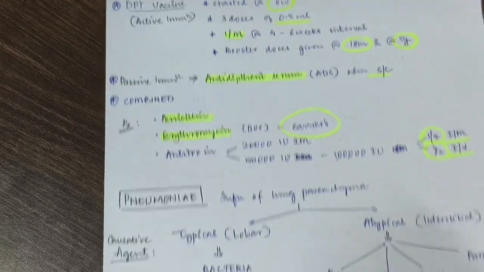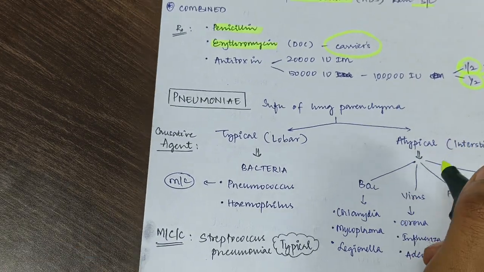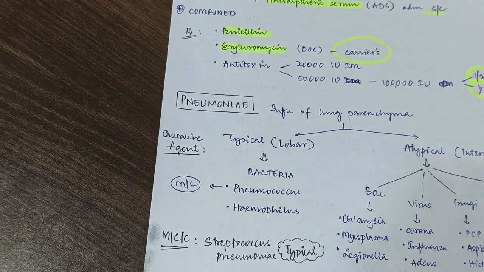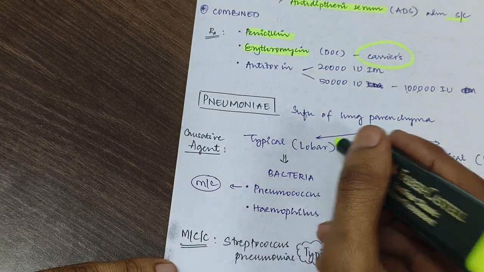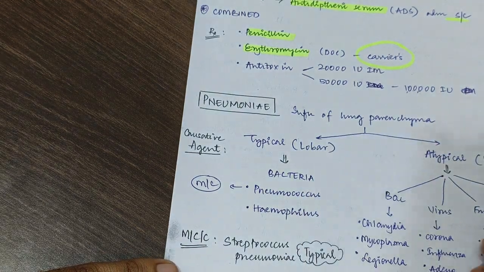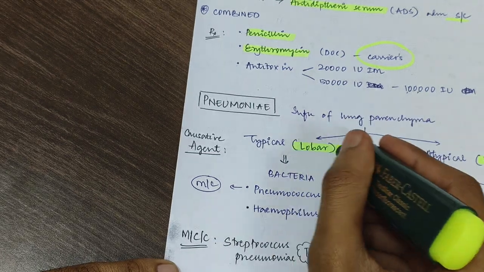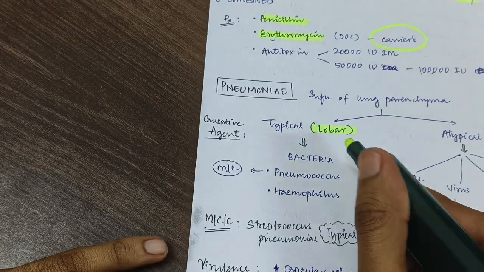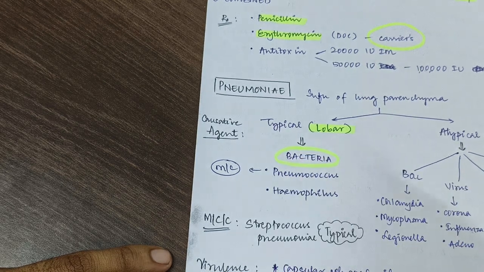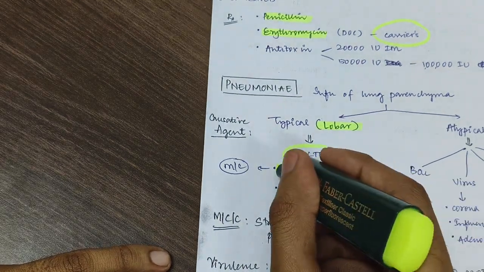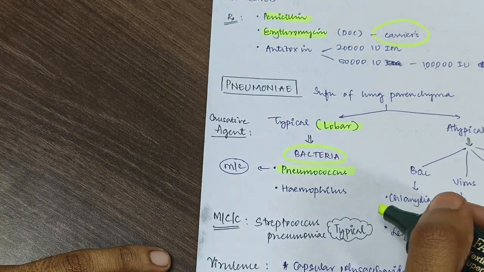Okay, coming to pneumonia, infection of the lung parenchyma is called pneumonia. Typical and atypical are the types of pneumonia. Typical pneumonia is a lobar pneumonia, whereas atypical is interstitial. It is going to affect the interstitium. So what are the causes of lobar pneumonia? Mainly it is bacteria. Okay, the bacterial pneumonia is called lobar pneumonia. What are the causes? Most common cause is pneumococcus, that is Streptococcus pneumoniae.